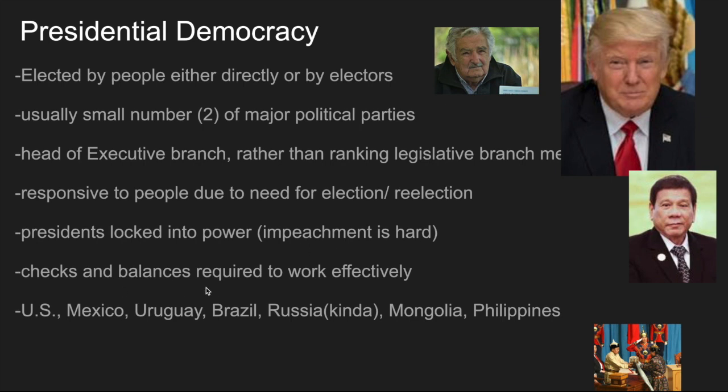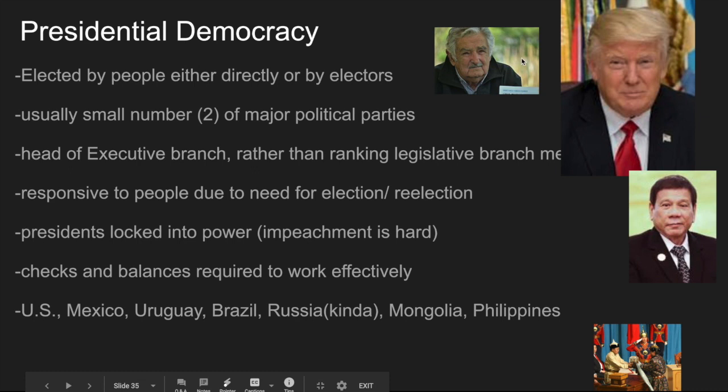Checks and balances are required in a presidential democracy to work effectively. So if a president does something dumb, you are supposed to have the legislative and the judicial branch step in and say, whoa, you can't do that, and stop it from happening. So the Supreme Court in the United States could declare presidential action unconstitutional. The legislative branch could refuse to give money to the president to do something like that, or override the president's decision with a law of their own. So checks and balances are required to work effectively.